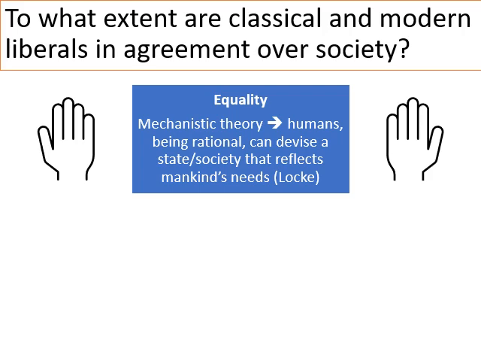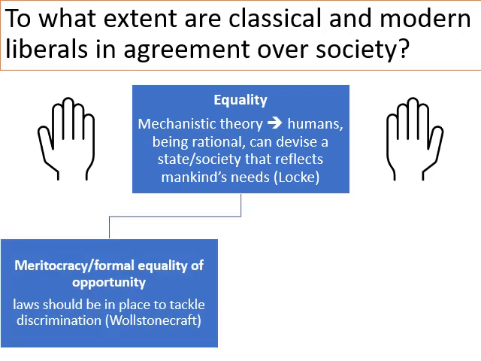We can change our constitution. We can change our government through elections. Now, all liberals believe in that. And how this fits in with equality, well, classical liberals on the one hand believe in this idea of formal equality of opportunity. That word formal means legal. They mean that laws should be in place to make sure that people aren't being discriminated against simply because of the colour of their skin, their religion, what have you.